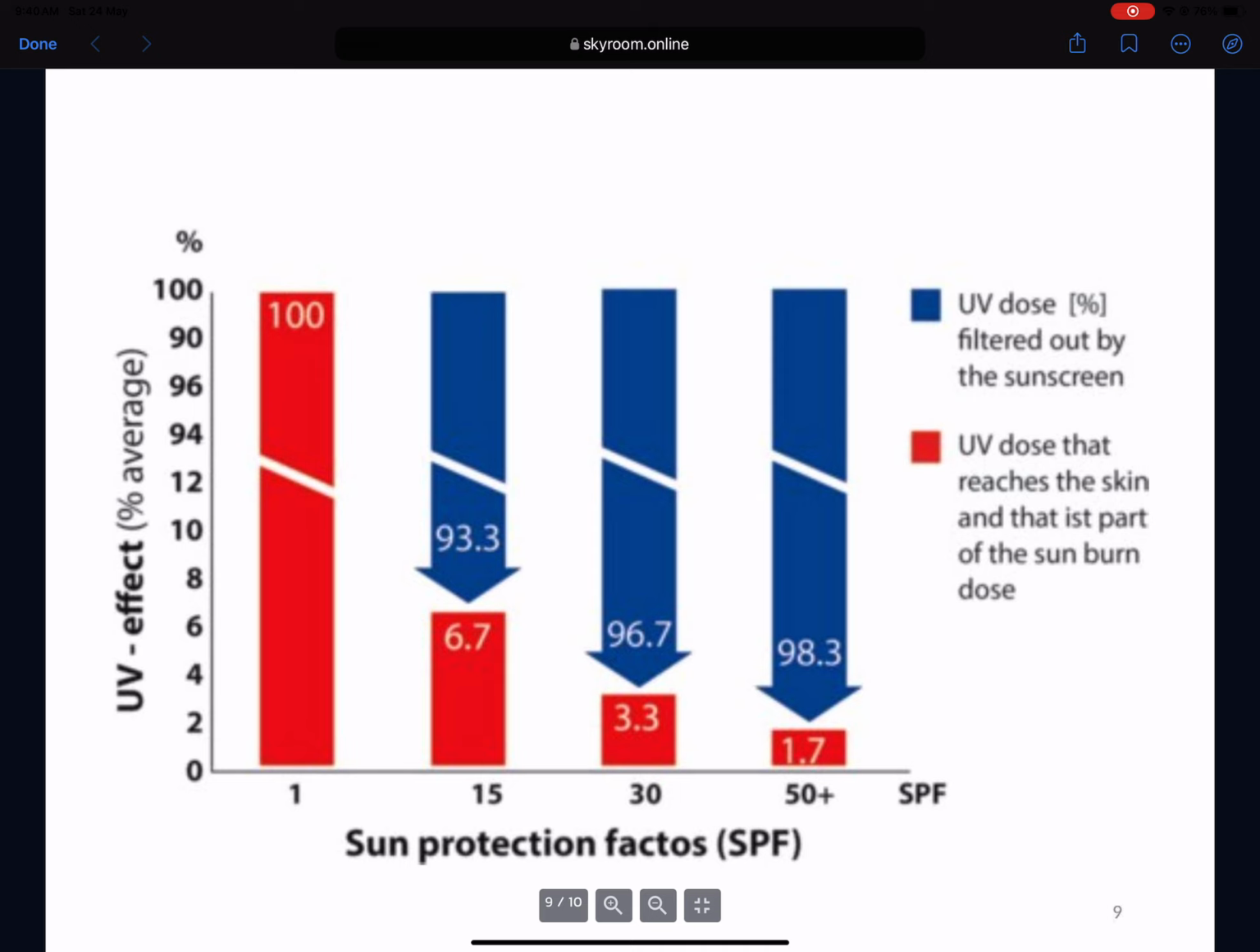For example, in France, people use SPF 15 because sometimes we need UV to generate vitamin D. If you block all the UV, your body will probably have a vitamin D deficiency, which we will see later. But in Australia, they use SPF 50, and in the US, they use SPF 30. What does it mean?